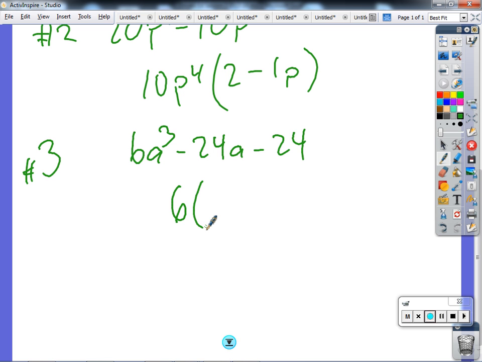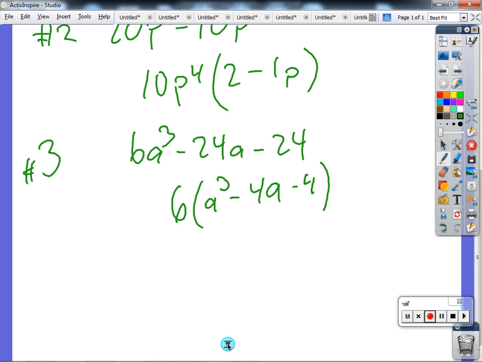So if I pull 6 from 6, I'm still left with the 1 or the A cubed, because I didn't pull out any of the A's, right? If I pull 6 from negative 24, what's left over there? Negative 4A. And if I pull out negative 6 out of negative 24, that's going to be negative 6. Excuse me, negative 4. Okay? Great. Onward.